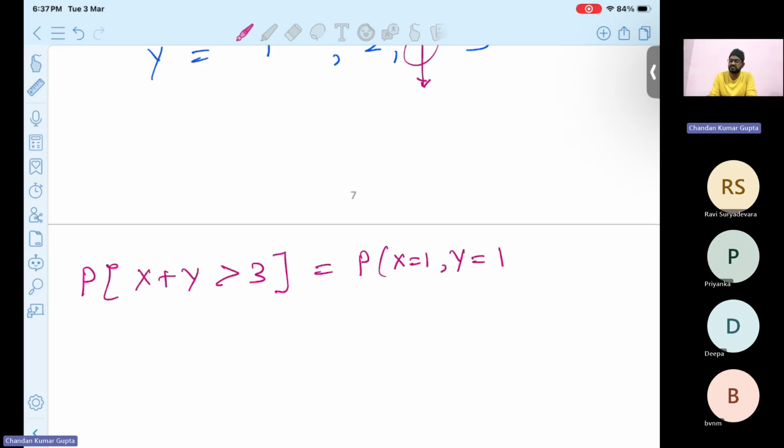So this is not the case. If we put y equal to 2, again we have a strictly increasing kind of relation. X plus y is greater than 3. So this means what? Here, neither 1 nor 2. Here it comes out to be 3.